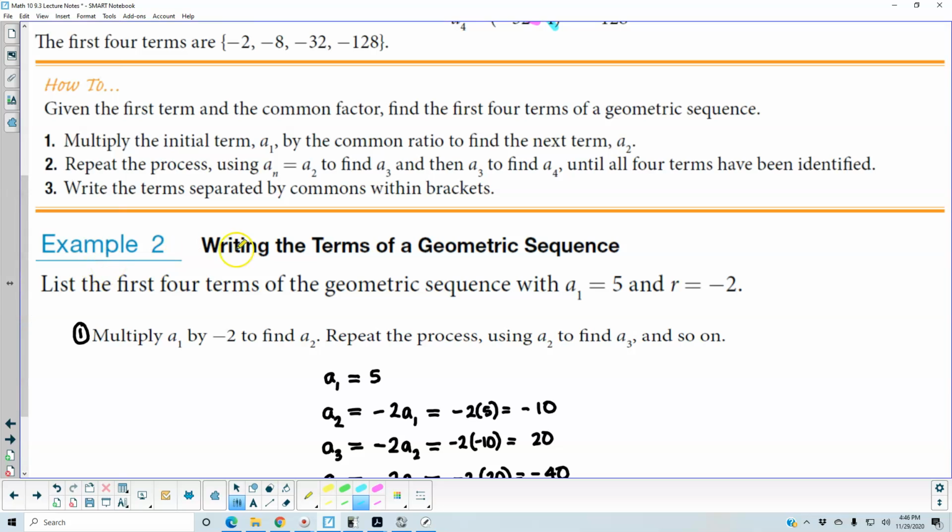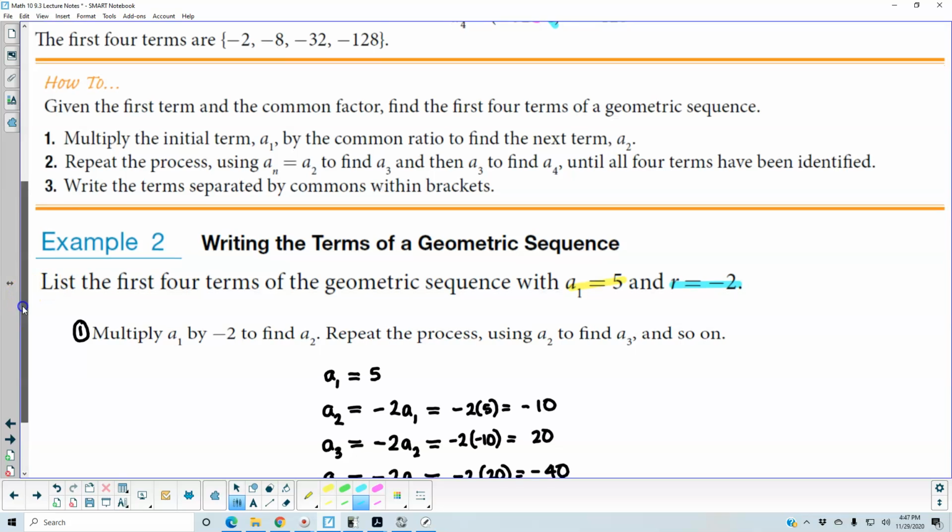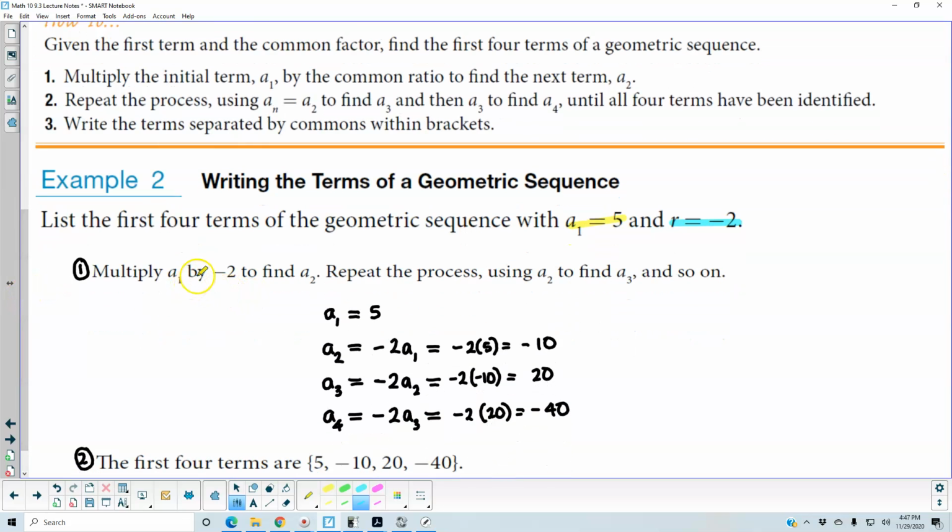So for example 2, we're writing the terms of a geometric sequence. We're going to list the first four terms of the geometric sequence, with the first term being 5 and the common ratio r is -2. So in step 1, we're going to take the first term and then multiply that by -2 to find the second term, and then repeat the process.